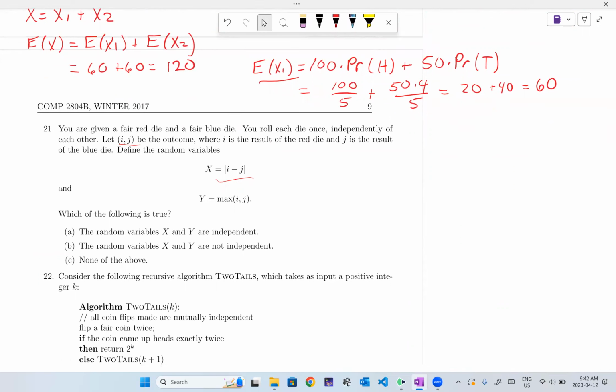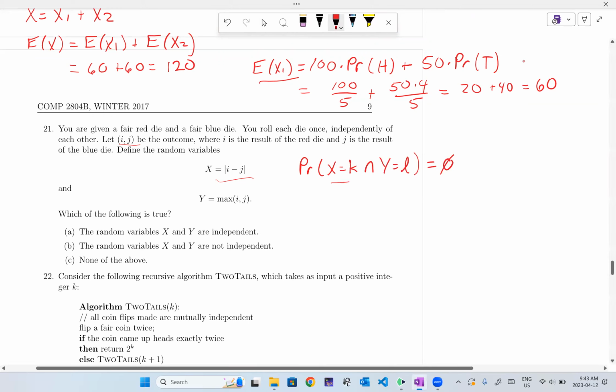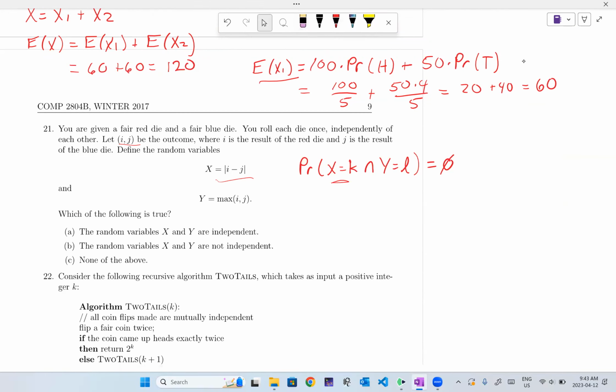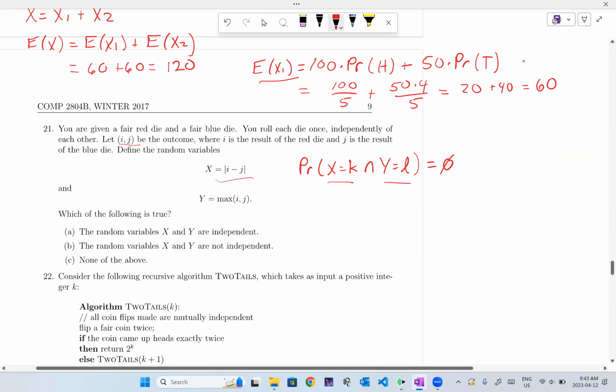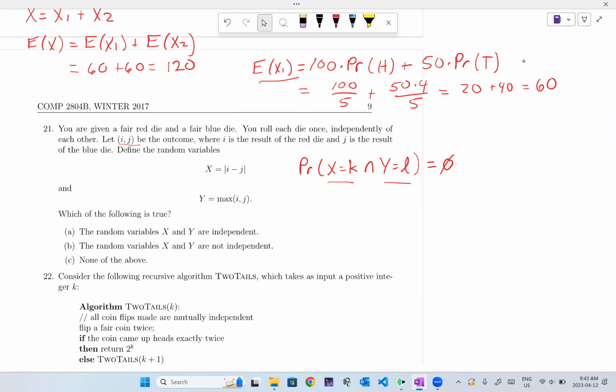So here, if they're independent, I want to find two events based on these random variables that are incompatible, right? So I want the probability that X is equal to k, and Y is equal to L, equals 0. And that these are actually possible. So if I can find basically two events, X equal to k and Y equal to L, that are not compatible, then I can prove that these random variables are not independent.